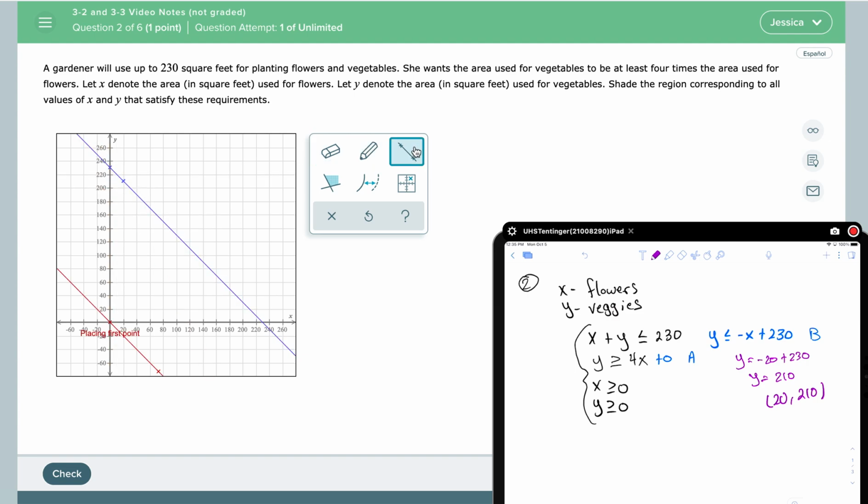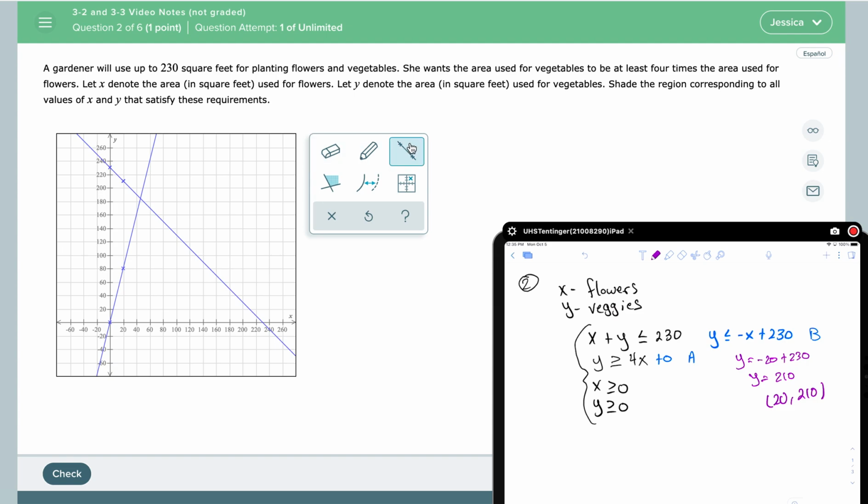And then for my next line, I am starting at 0. And again, as long as our scale is the same, I can just count my slope like normal. So I'm going up 4 boxes and over 1. So 1, 2, 3, 4, over 1.